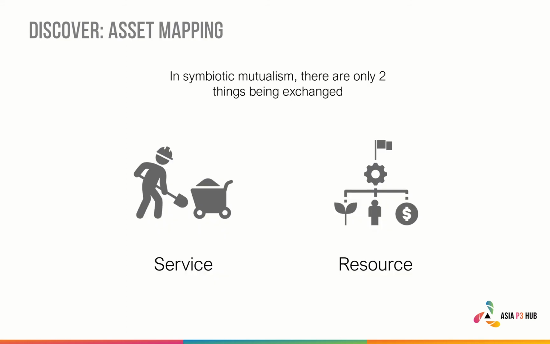The second thing we probably want to discover is the asset mapping of all stakeholders involved. Just as a quick recap, if you recall from our video on combinatorial innovation, we mentioned that in symbiotic mutualism, which is a very powerful synergistic relationship between two different species, there are effectively only two things being exchanged. You either exchange a service or you exchange a resource.